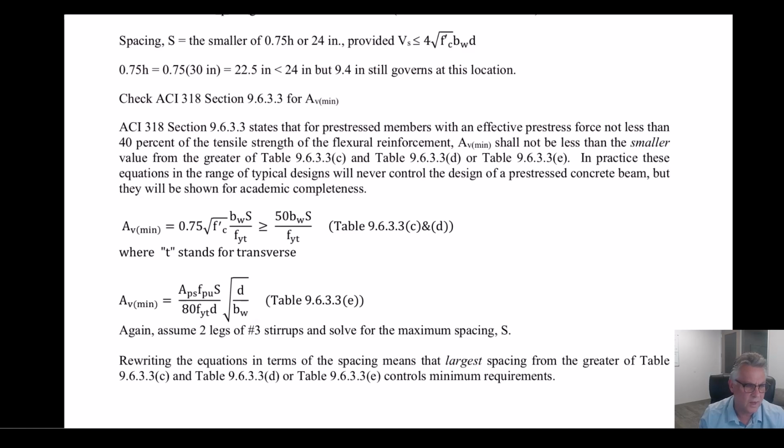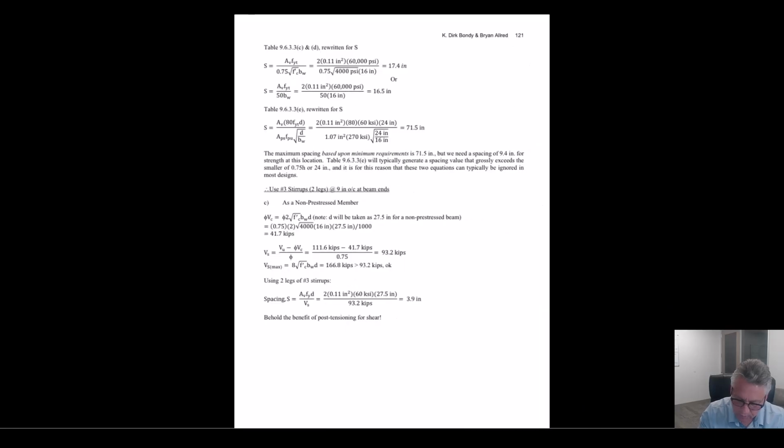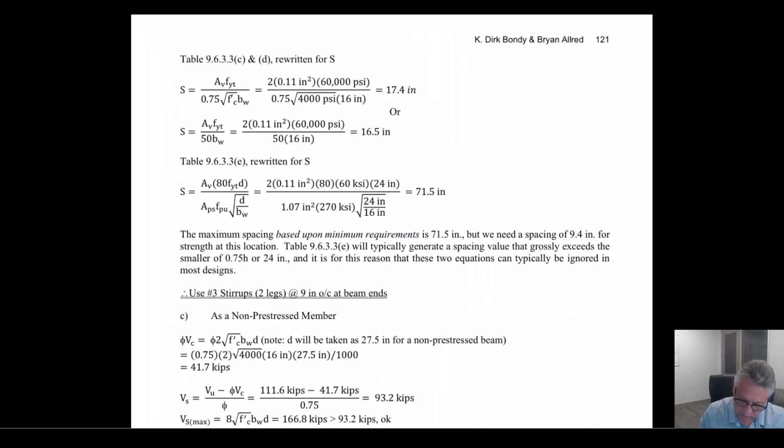When does the code ever do that? You check two equations, you get to use the least conservative of the two. That's what the code says. So I will quickly do that here just to show you that one of the equations gives a number that actually might make sense. But the other equation gives 71.5 inches of spacing. And these have been rewritten. So the minimum AV becomes the maximum spacing in these equations if you rewrite for spacing. So that should make sense.